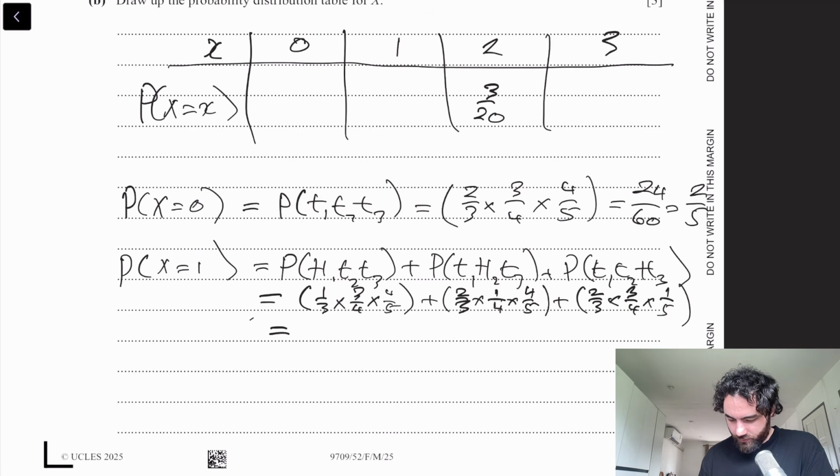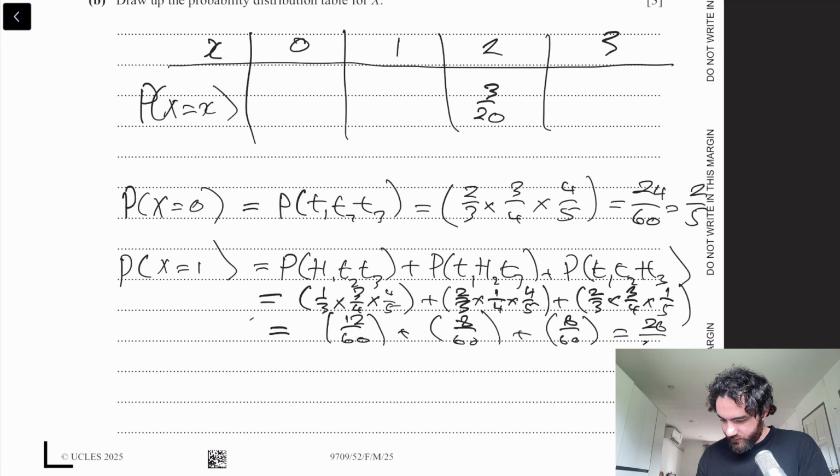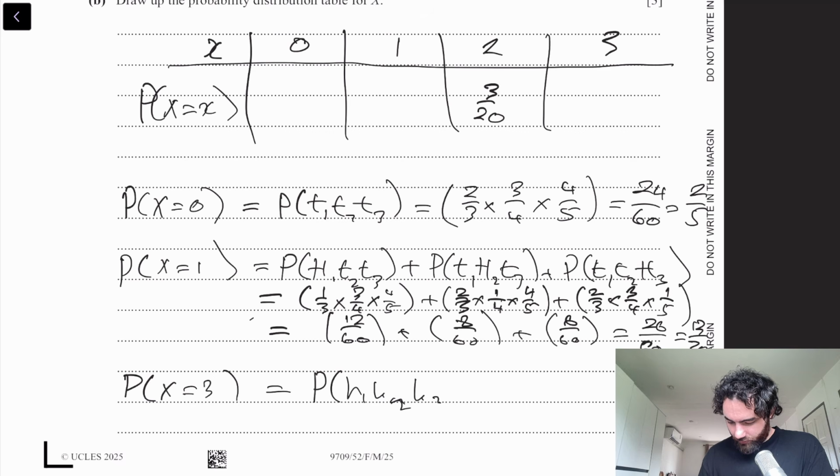So this gives us what? 12 over 60 plus, goodness, is 8 over 60 plus 6 over 60. 6 plus 8 plus 12 is 26. This is 26 over 60, or 13 over 30. Okay, and finally we need to find the 3, which is easy because this is just the probability head 1, head 2, head 3, which is just 1 over 3 times 1 over 4 times 1 over 5, 1 over 60.